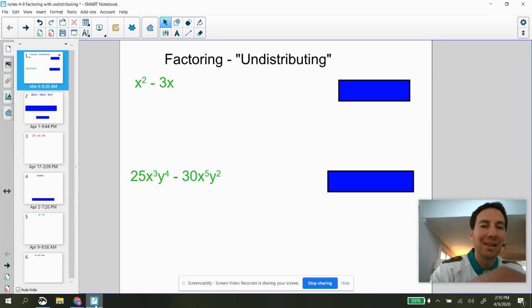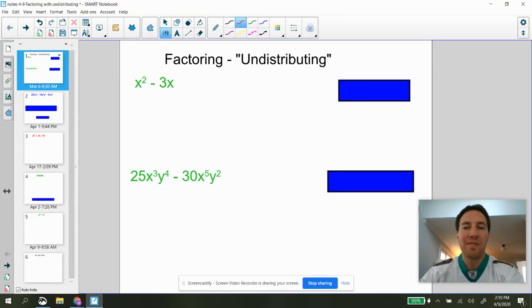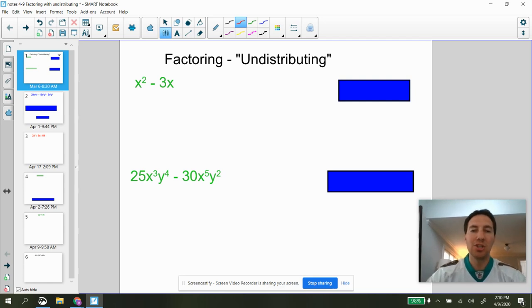All right, let's talk about some factoring today where you need to undistribute. And when I'm talking about undistributing, it just means pulling out any common factors. And just so we're clear, you'll see it later. When you are factoring, that is your goal. Pull out all common factors. You are not done factoring until you've done that.